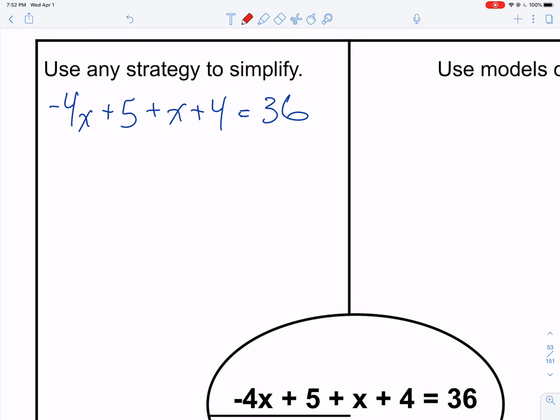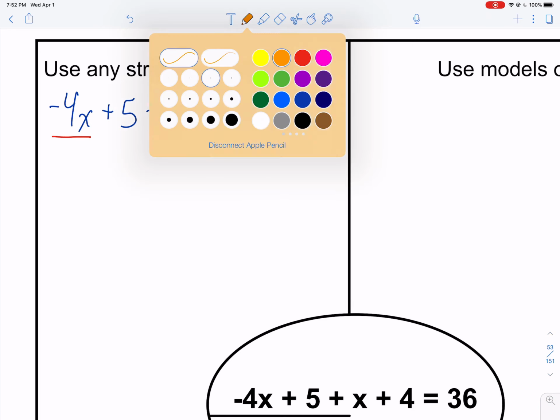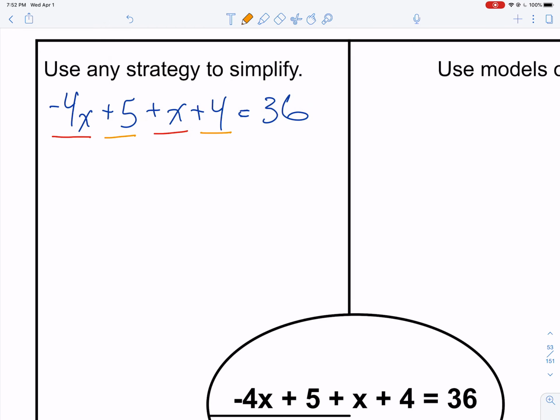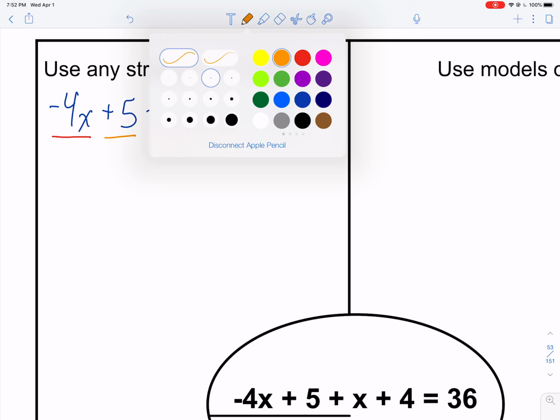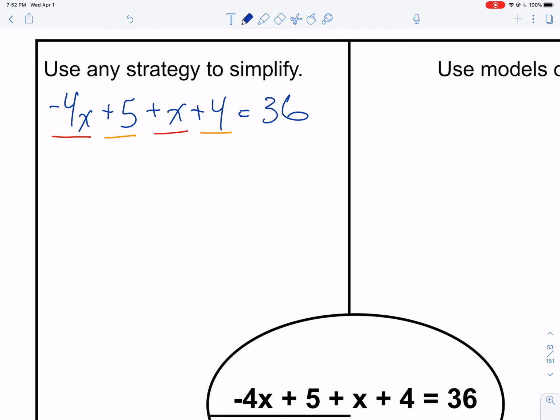Finding like terms. So here's an x term, here's another one, and then we have some constants or some numbers. So we're just going to combine those. So negative 4x and positive 1x gives us negative 3x, and a positive 5 and a positive 4 gives us a positive 9. That equals 36. All right, the x is on the left, so let's eliminate these other things around it. So let's start with the number. So we're going to subtract 9. So that becomes 0, which is what we want.